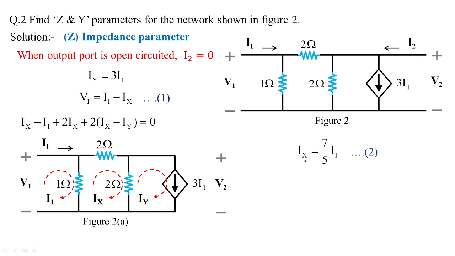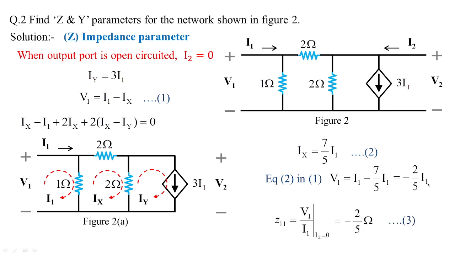So with this, we can get the impedance parameters when output current is made equal to 0. Substituting equation 2 in equation 1, I'm going to get V1 is equal to minus 2 by 5 I1. In fact, Z11 is equal to minus 2 by 5 ohms. Let me treat this equation as 3.